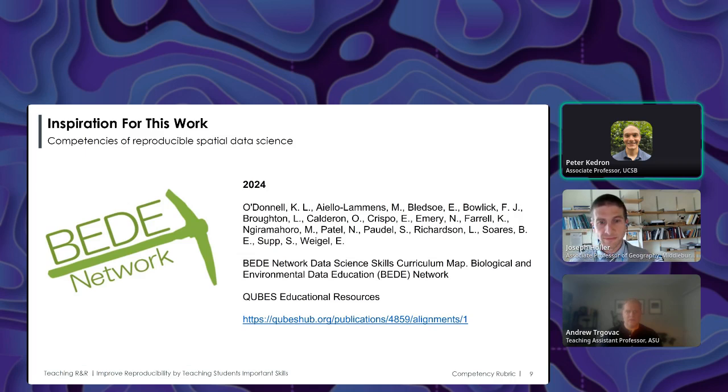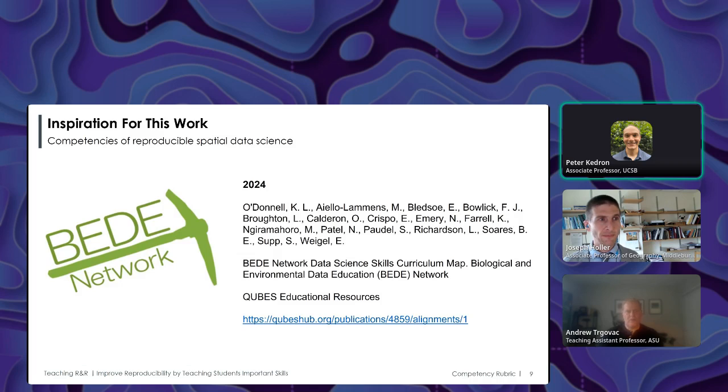And so what we've been doing to get this ready is building a competency rubric for reproducibility and replicability in geography. And before we dive into our rubric, we have to give a really big, strong nod here to the BEAD network. This is their link, and we really took a lot of inspiration from this competency rubric that they've created for the data sciences, the environmental data sciences writ large. This is a really great resource. They have really good stuff in there.